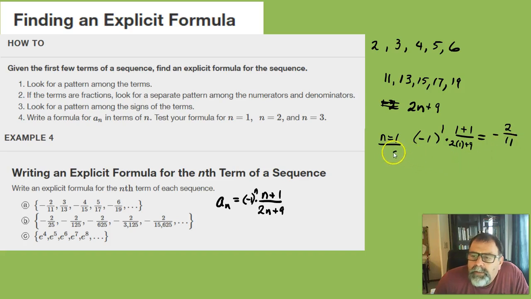Now if I put in 2, negative 1 squared, 2 plus 1, over 2 times 2 plus 9, you can see you get 3 over 13, which is positive. Then for 3, 4 plus 9 is 13. And if you check 3, that one will work as well. Okay, let me erase all this.